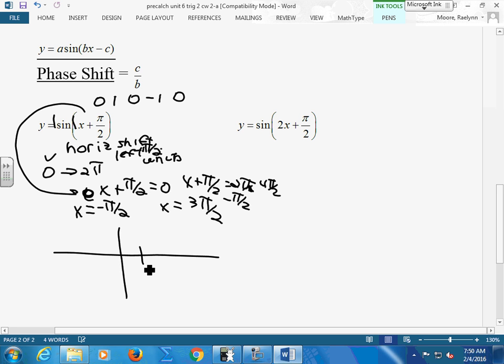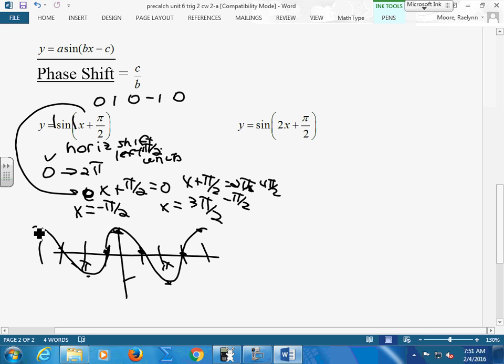So again, you're going to start at your negative pi over 2. Did we change your amplitude? Nope. So when you're here, 0, 1, 0, negative 1, 0, 1, and you just keep doing your cycle and just work it backwards until you finish. Okay? And that makes sense.